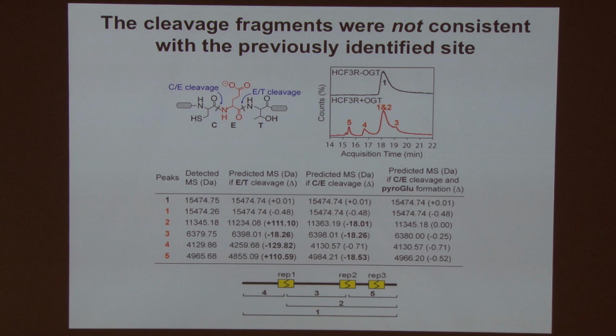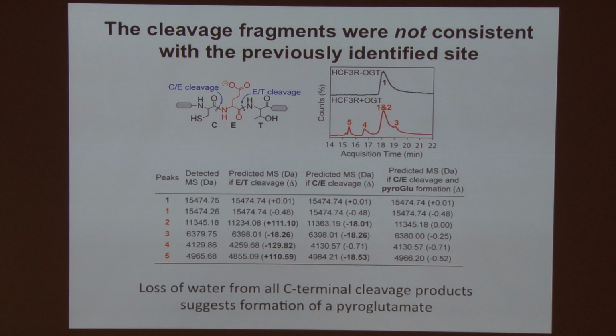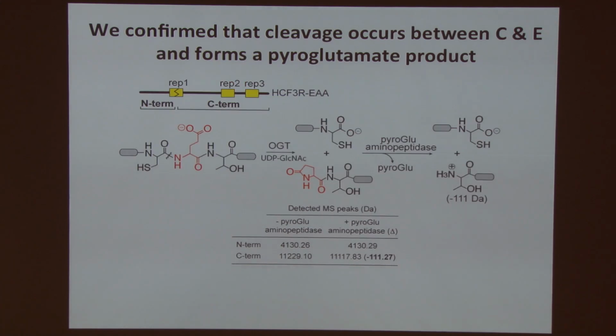One of the ways you could lose water is through formation of a pyroglutamate, where you get a condensation between this amide and the side chain. We tested that hypothesis by first mutating our peptide, so that we mutated out the essential glutamate in the cleavage sites in 2 of them, so there was only 1. Then we ran a reaction, got cleavage products, and treated them with this pyroglutamate aminopeptidase, which specifically removes N-terminal pyroglutamates. When we did that, we ended up getting the products that corresponded to cleavage right here, so between glutamate and threonine.